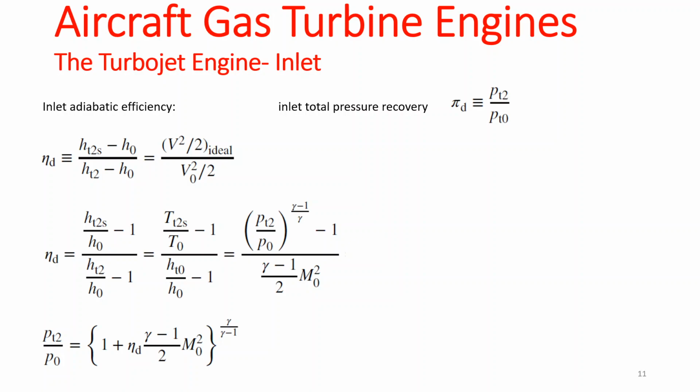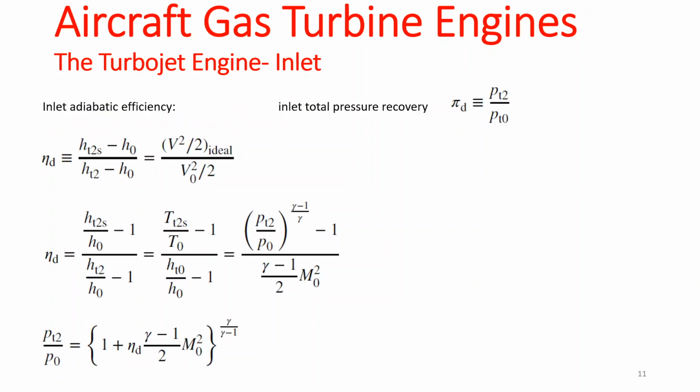This total pressure ratio between the two stations is actually called the inlet total pressure recovery. Let me go back, if you haven't written it.